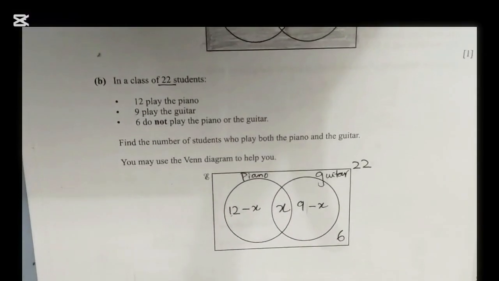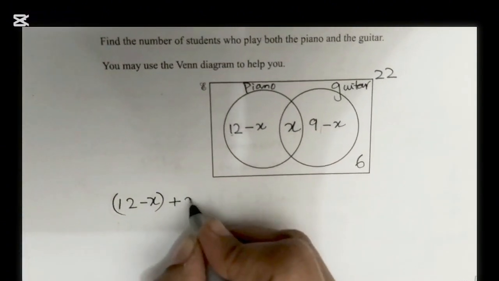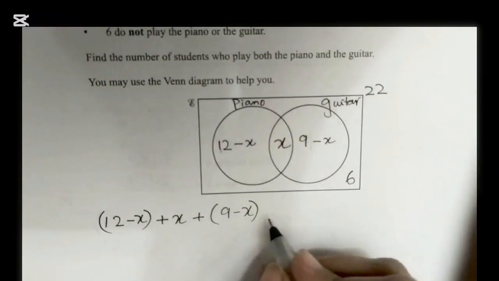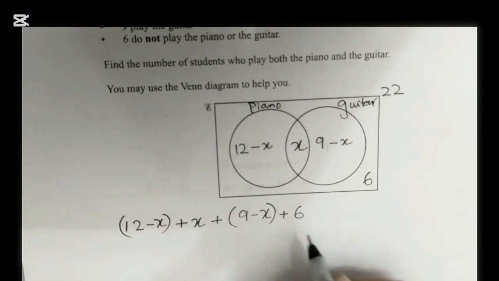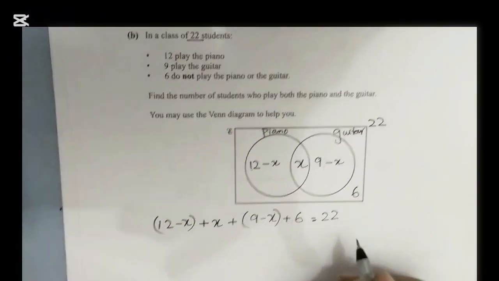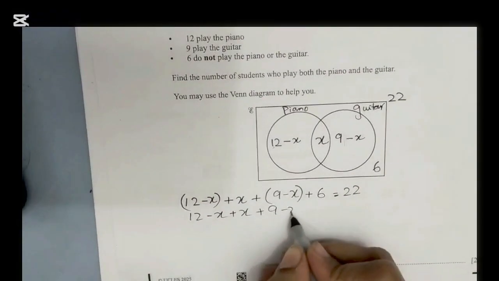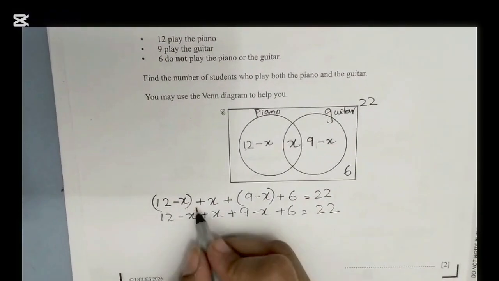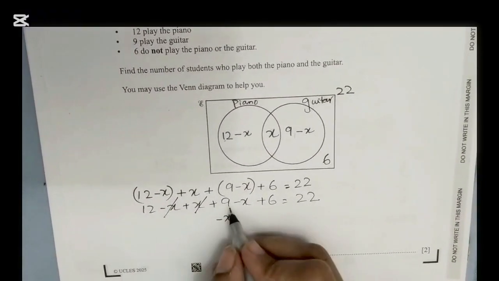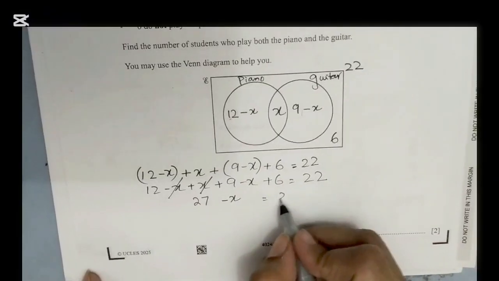So now I have to make an equation to solve this. This is for piano, 12 minus x, plus x, these are the students that are playing both. Now 9 minus x, these are the ones playing guitar, and these are the ones not playing any game, and the total number is 22. So now open the brackets and simplify. Minus x and plus x would cancel out, so we have only minus x left over here. 12 plus 9 is 21, 21 plus 6 is 27, equals 22.